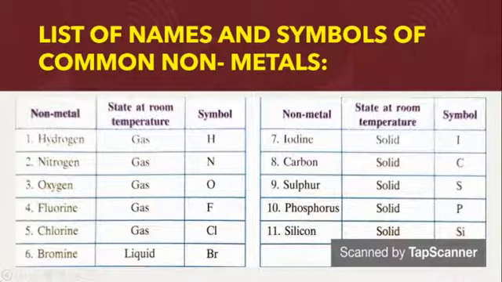Hydrogen is H, nitrogen is N, oxygen is O, fluorine is F, chlorine is Cl, bromine is liquid, Br, iodine is solid at room temperature, it's I, carbon is C, sulfur is S, phosphorus is P, and silicon is Si.